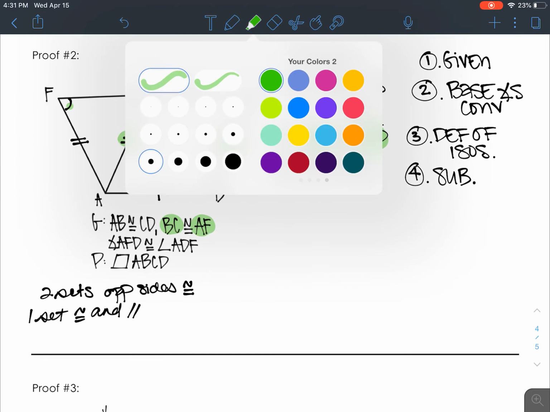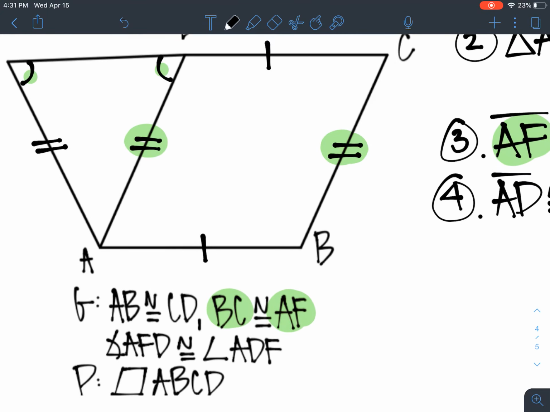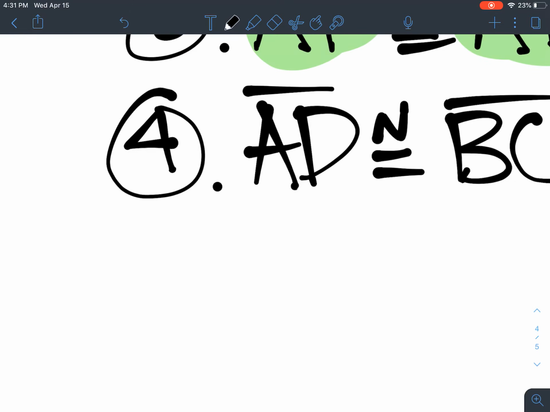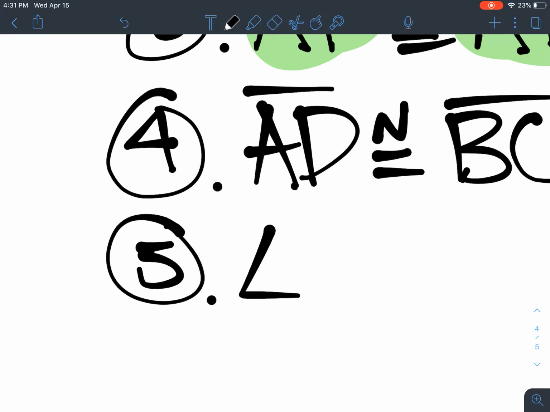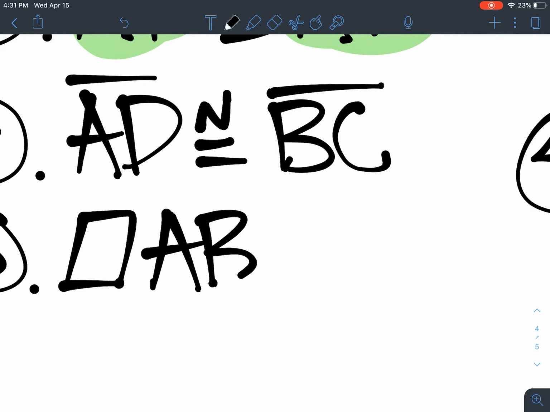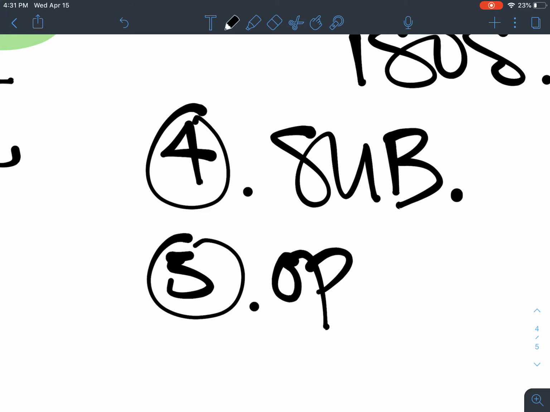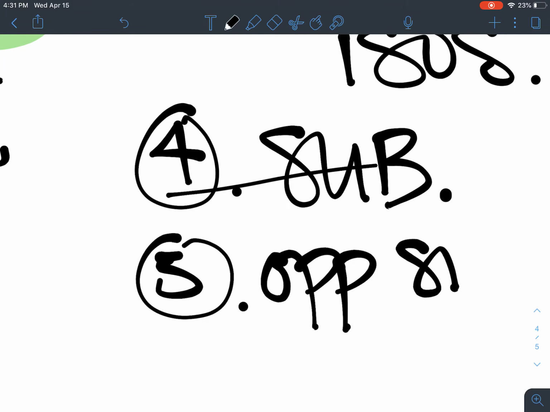But now that we've proven that AD is congruent to BC, haven't we proven 2 sets of opposite sides are congruent? Which means then, in this quick little proof, that we have parallelogram ABCD. And that's because of opposite sides being congruent.